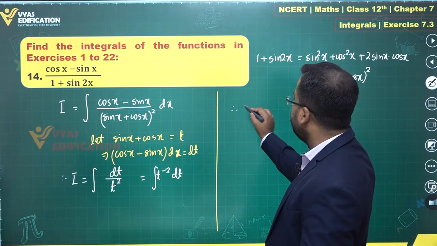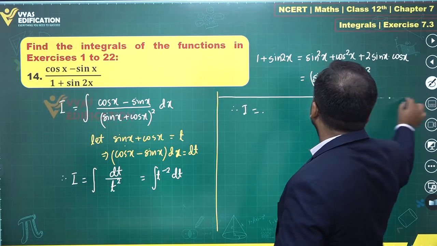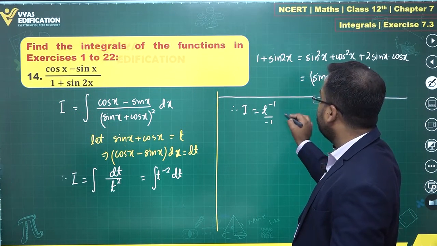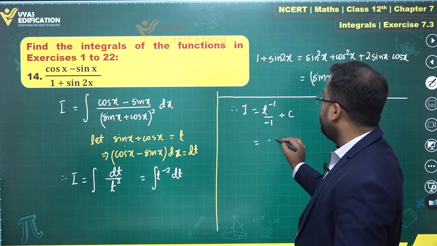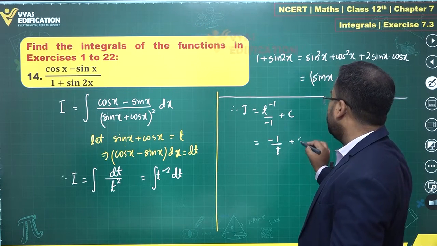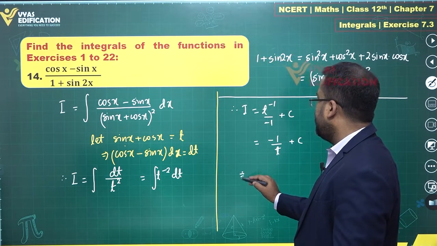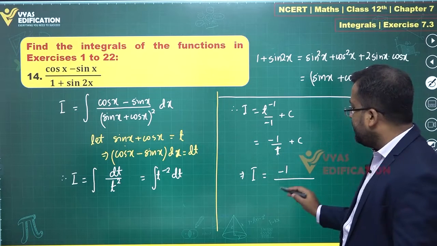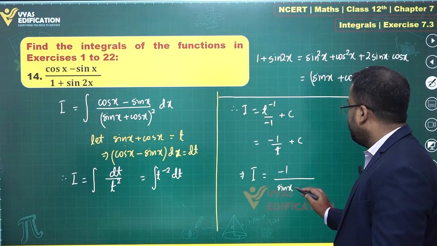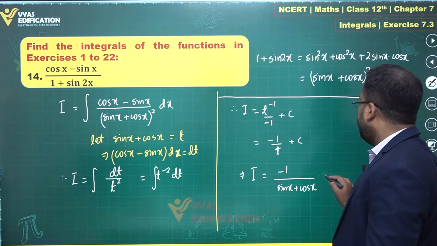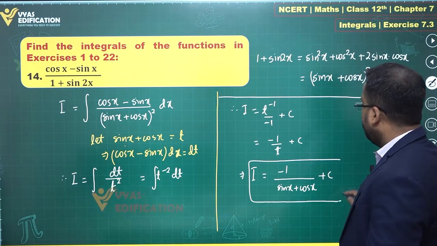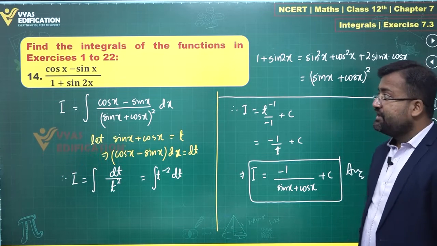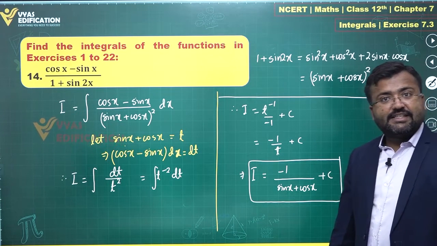What is that? Therefore I will be equal to t power minus 1 upon minus 1 plus constant, which is minus 1 by t plus constant, and which tells me that I equals minus 1 upon t. T is this sin x plus cos x, plus c. That is the required answer for this question, as you can see over here. Simple, yes.